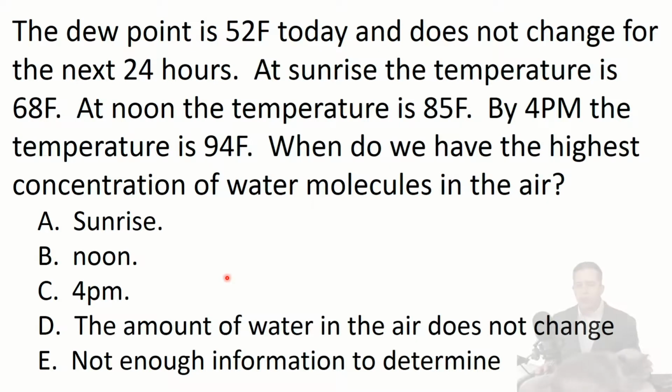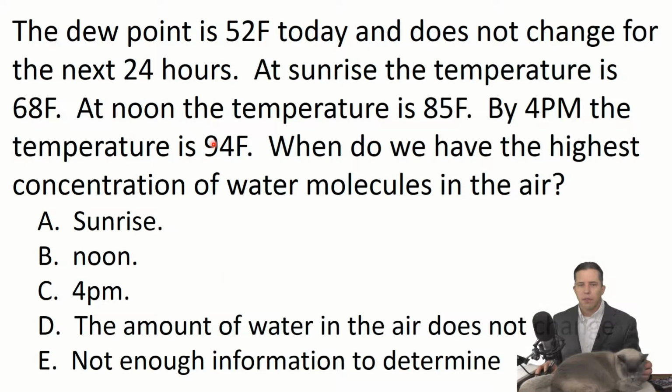The key to this question is in the first sentence. It says the dew point is 52 and does not change for the next 24 hours. The only way I can change dew point is to add water to the air or subtract water from the air. The fact that the dew point is not changing tells me the amount of water in the air is not going to change for 24 hours. So D, the amount of water in the air does not change.